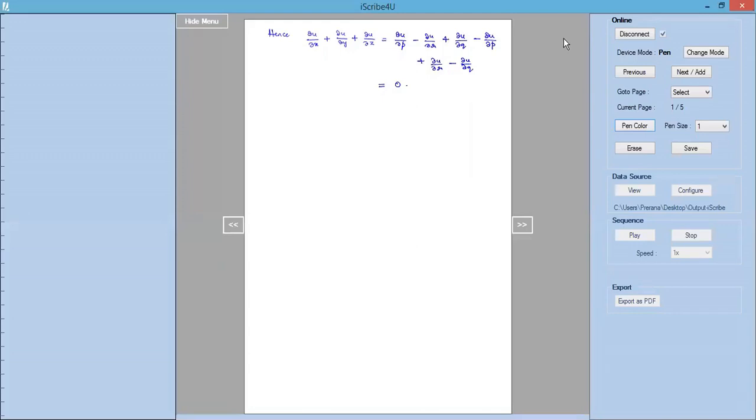Now we'll see one last problem on the composite function concept. So the fourth one: if u is equal to a function of x/y, y/z, z/x, then prove that x ∂u/∂x + y ∂u/∂y + z ∂u/∂z is equal to 0.